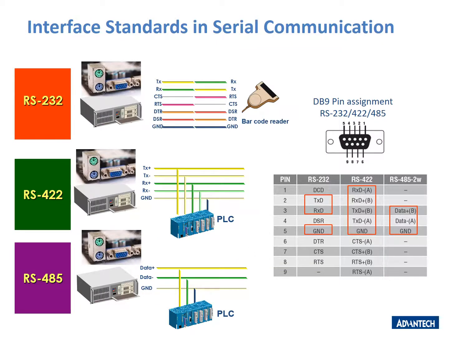In the industrial applications, 3 interface standards are widely spread: RS-232, RS-422, and RS-485. For them, it is usually employed the DB9 connector with 9 pins, which can be found in the industrial computers under the name of serial port.